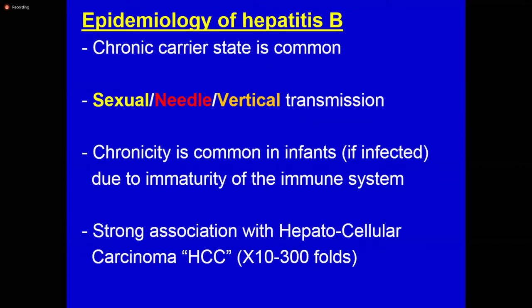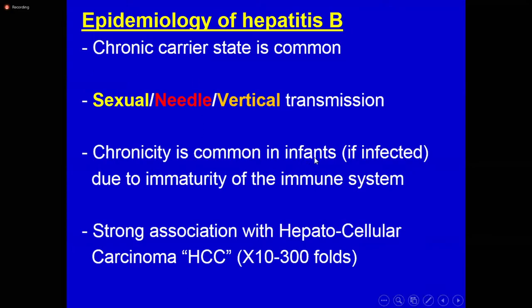Epidemiology, just a few words about the epidemiology of hepatitis B virus. A chronic carrier state is common. We said hepatitis A is very rare or even not existing. As we said, it can be transmitted sexually, by needle, that is to say transfusion or needle injection, etc., and vertical. What is vertical transmission? Between the mother and the baby. If the mother is infected with hepatitis B, this infection can be transmitted to the baby. So we have to take care how to deal with such cases.